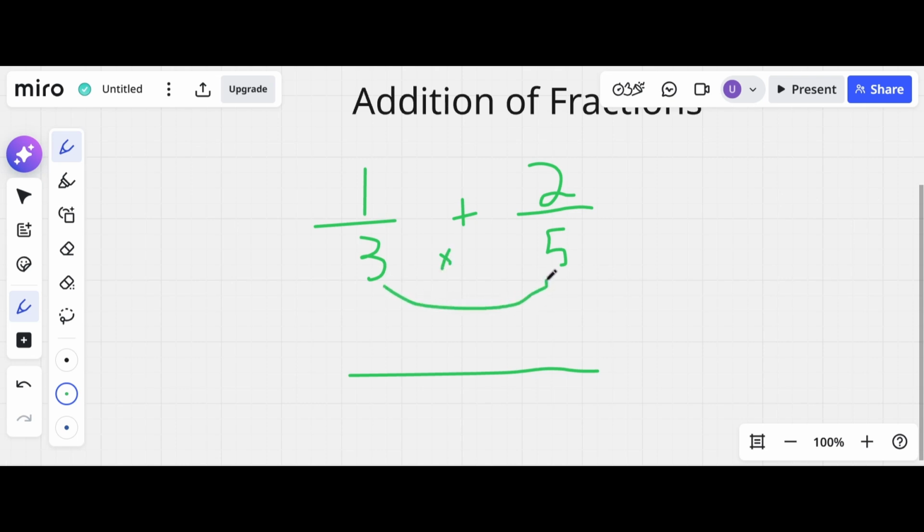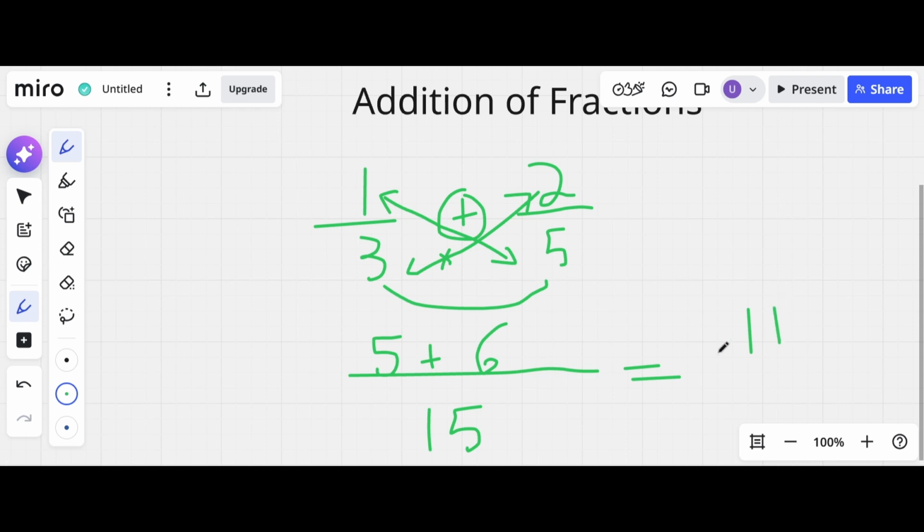When we multiply the two bottom numbers, that's 3 and 5. That's our common denominator. When I say common denominator, I mean our bottom number, which is common for both the fractions. Now we multiply these numbers. 1 multiplied by 5 is 5. There's an addition in between, so that becomes addition. And then we do 2 times 3, which is 6. 5 plus 6 is 11. 11 over 15. This is also called the butterfly method.